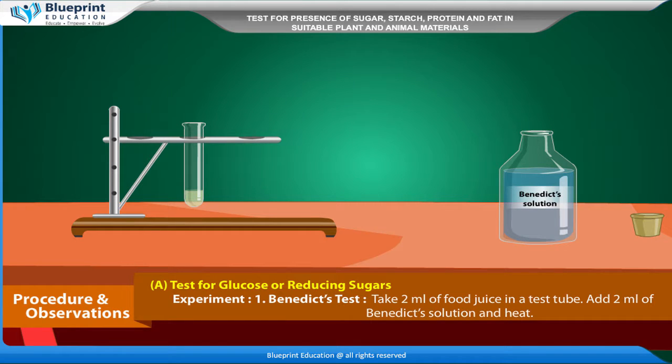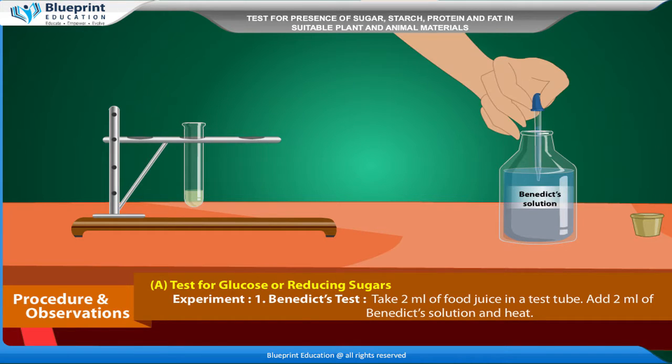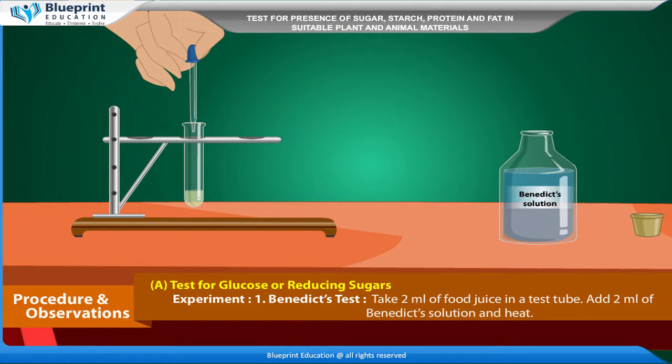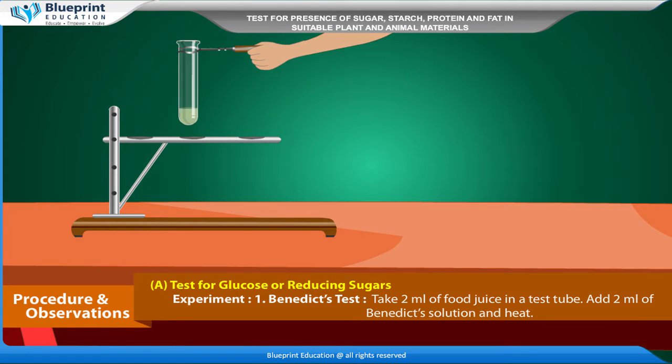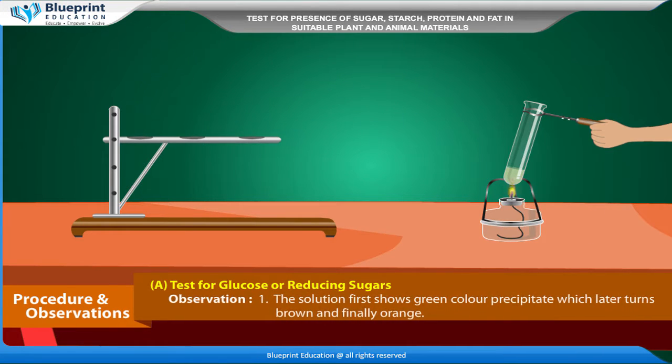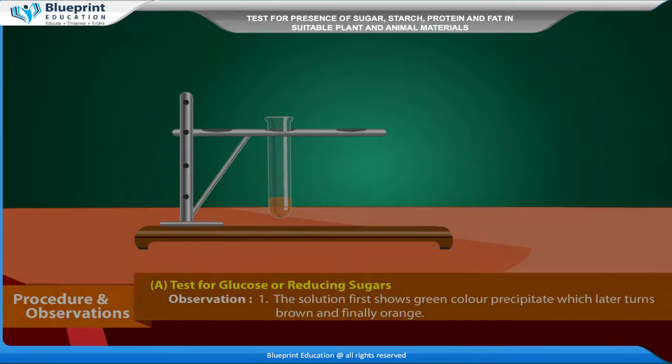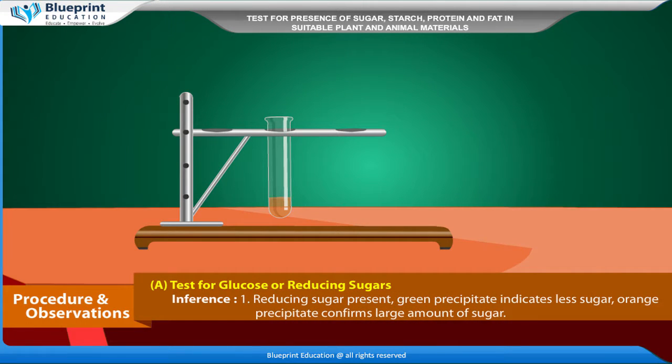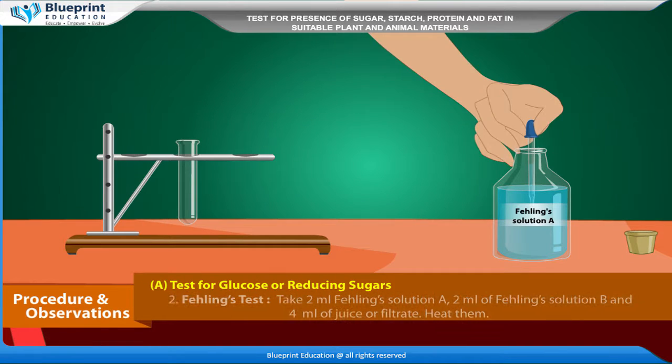Experiment: Benedict's test. Take 2 ml of food juice in a test tube. Add 2 ml of Benedict's solution and heat. Observation: the solution first shows green color, precipitate, which later turns brown and finally orange. Inference: reducing sugar present. Green precipitate indicates less sugar, orange precipitate confirms large amount of sugar.